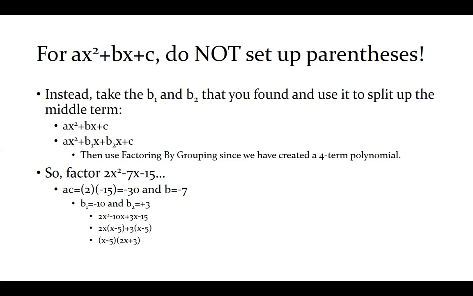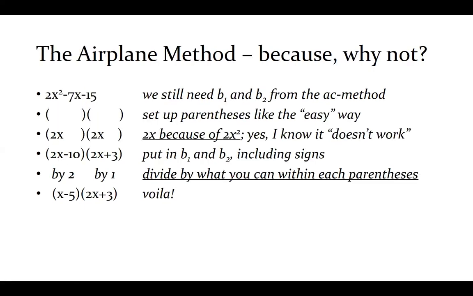And that's why in the quote unquote easy factoring method, we just have the multiplication goal of C and not AC. It's because anything times 1 is itself. C times 1 is just C. And factoring by grouping would end up looking just like setting up parentheses and sticking the numbers in. But without a doubt, it's easier when we can just set up parentheses and stick numbers in. And that brings us to the trick. It brings us to the airplane method, because why not?